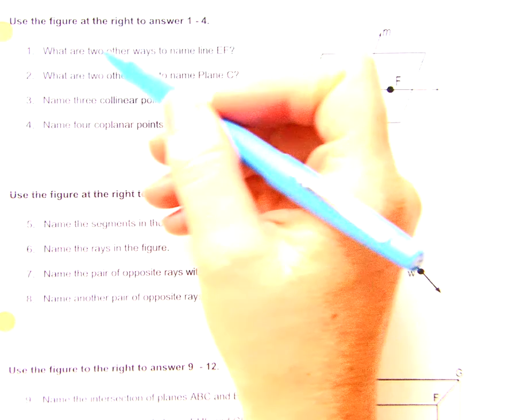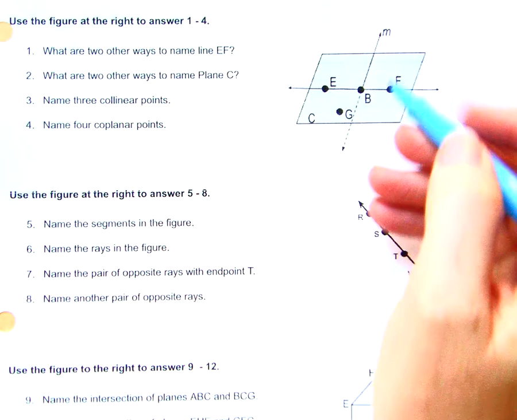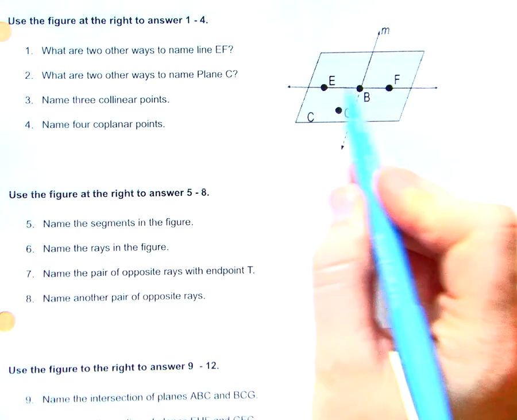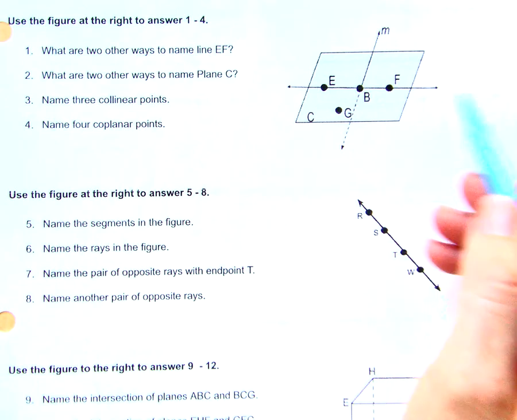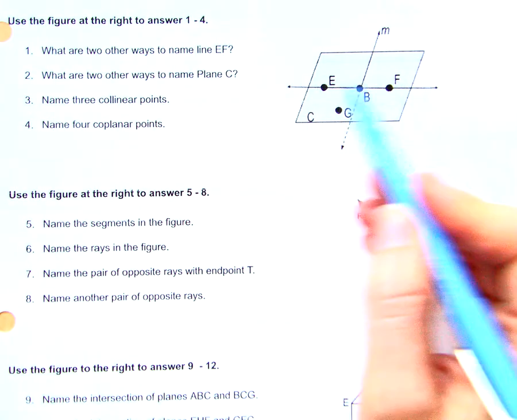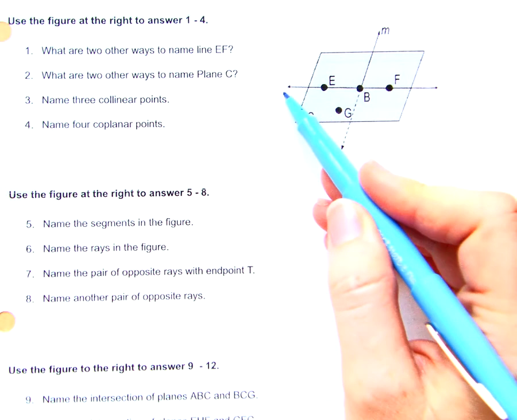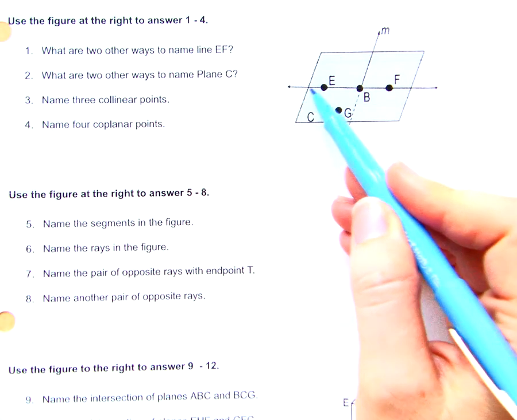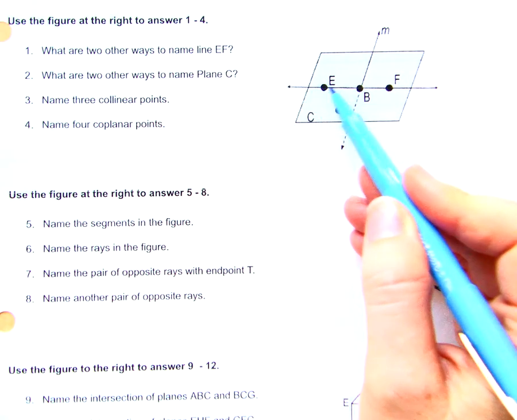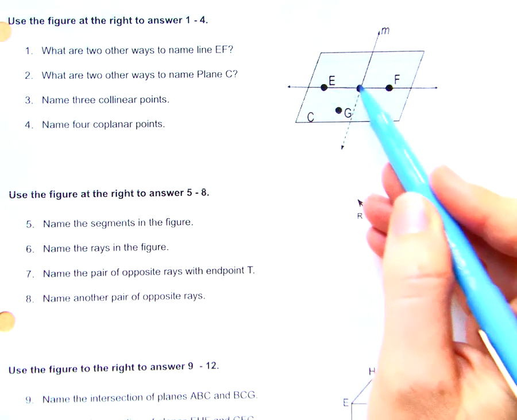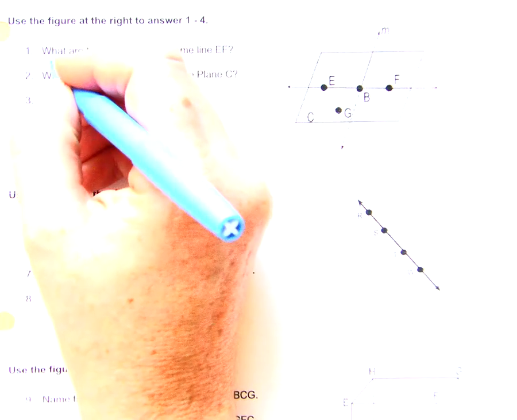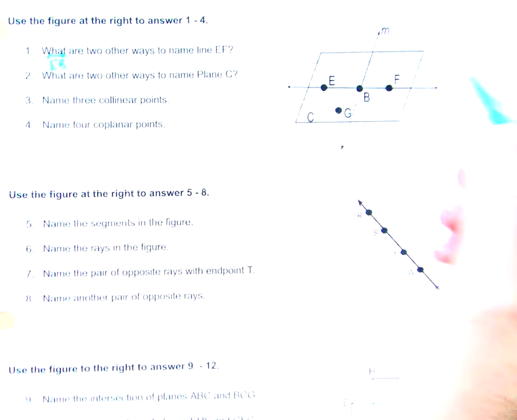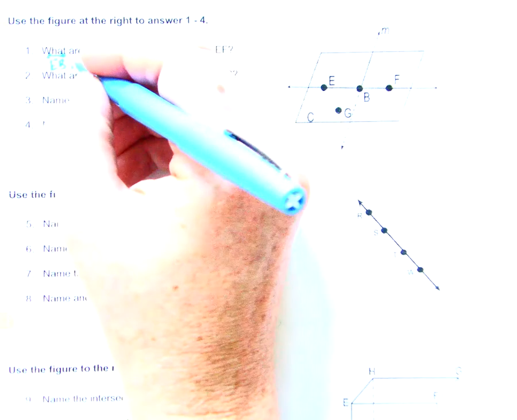All right, starting with number 1. It says, what are 2 other ways to name line EF? So here's line EF running through the middle of this plane. Remember, we can name lines either with a lowercase letter if it's given. There's not one given in this problem because if you look outside of the arrows, you don't see anything. Or we name a line with 2 points on the line. Remember, EF and FE are the same line. So I want you to incorporate the letter B in this problem. You could say something like EB, or you could say BF. That would be 2 other ways to name this line.